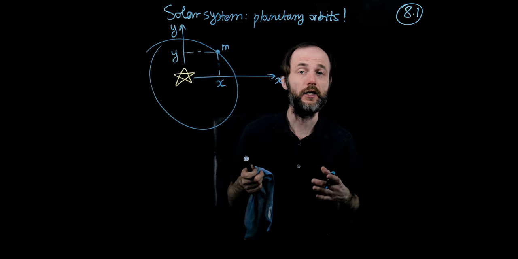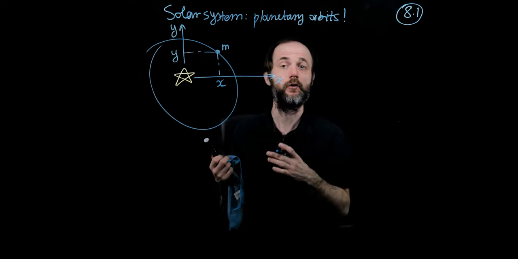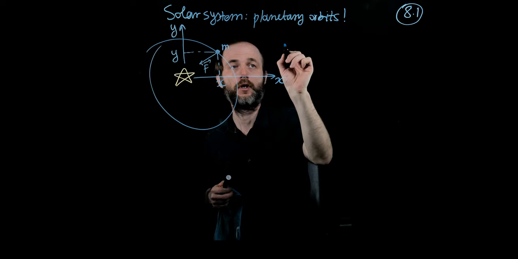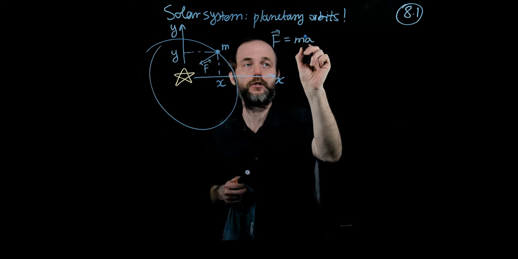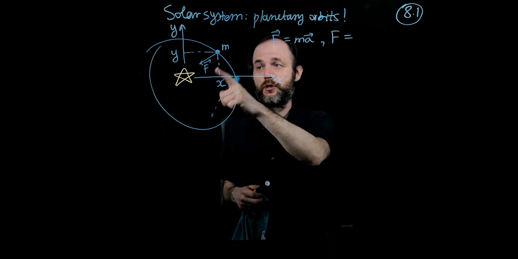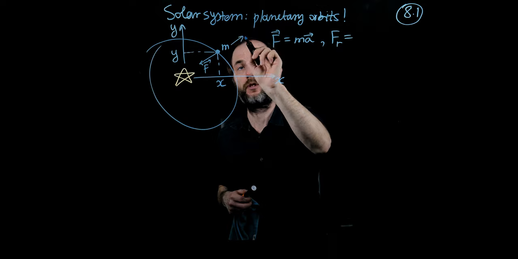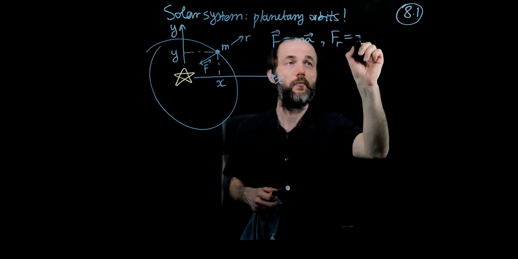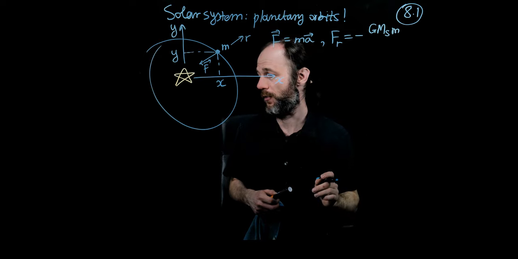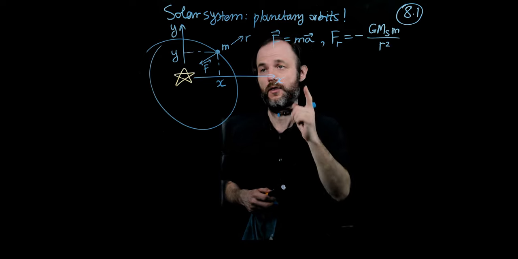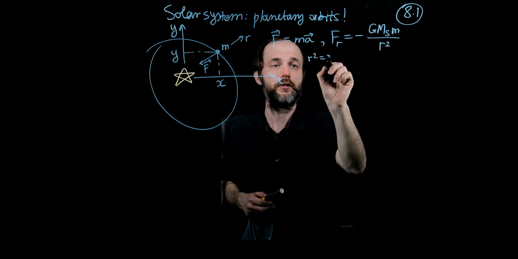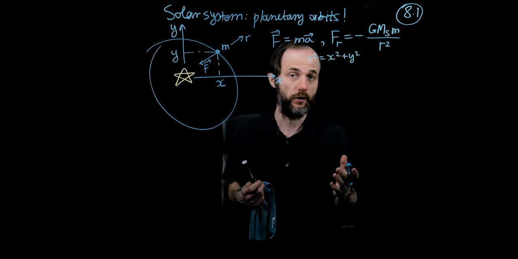So the only thing that we care about is the force that the star pulls the planet with. And so that force is F, and that force leads to acceleration, F equals ma. And the projection of the force along the radial direction will be minus G times M of the star times little m of the planet divided by the distance squared, where the distance squared, of course, is simply the sum of the squares of x and y.